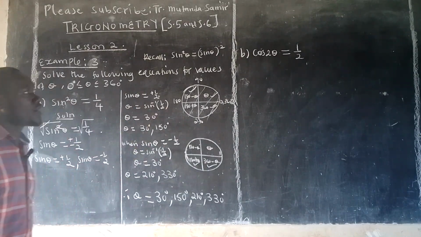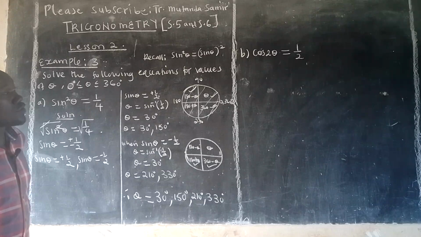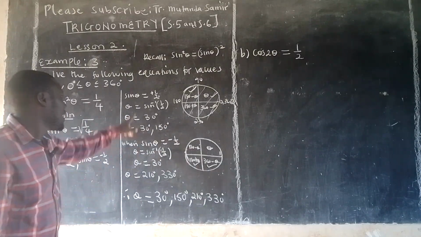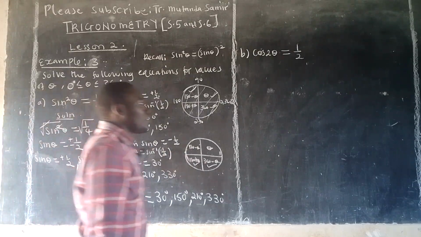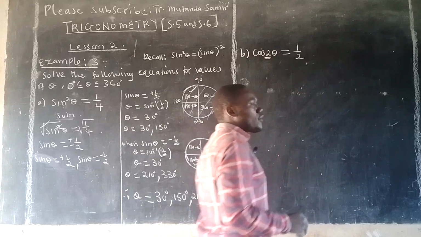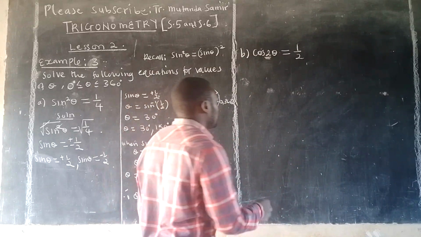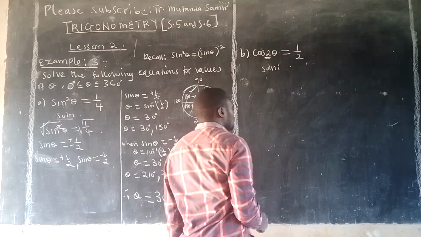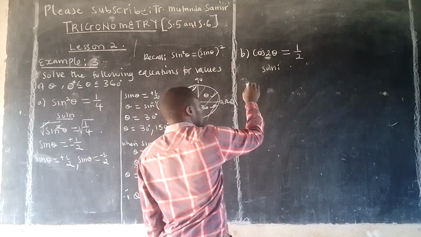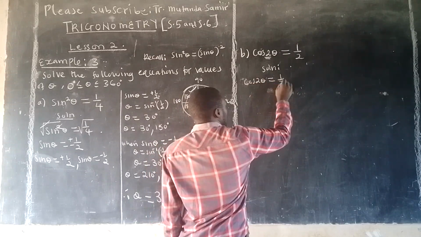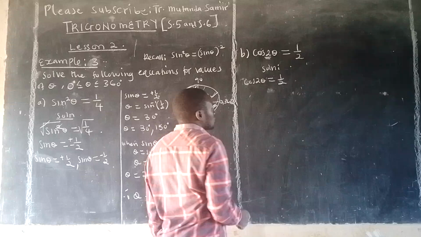Okay, let's now look at part B. They're saying cos 2 theta is equal to a half. Now there is some uniqueness, you see. Here we have sin theta, but here we have cos 2 theta. There is a 2 in there, the angle coefficient, 2 theta. So still we shall say, solution: cos 2 theta is equal to a half.